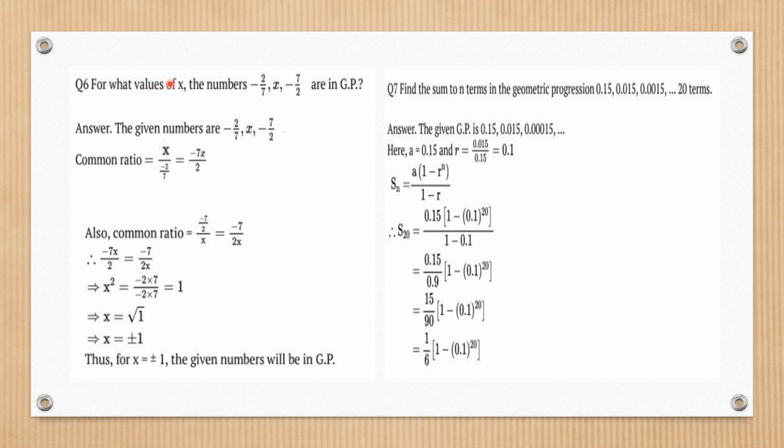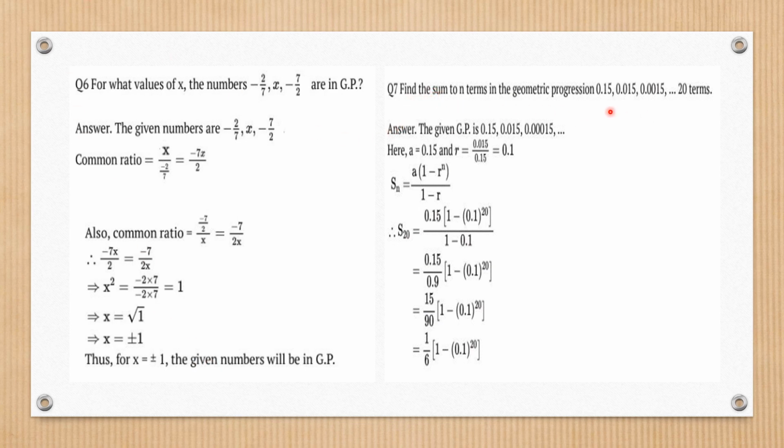For question number 6, for what value of x are the numbers in GP. So you know the numbers are in GP, that means their common ratio is the same. That means x upon minus 2 by 7, let's take this 7 to the numerator, it becomes minus 7x by 2. And for the second one, minus 7 by 2 divided by x, that is minus 7 by 2x. Since both are common ratios, they are the same. So by equating them, I'll get x square as 1. That means x is equal to plus minus root 1. That is turning out to be plus minus 1, because root 1 is 1 itself. So x is equal to plus minus 1, and the given numbers will be in GP.